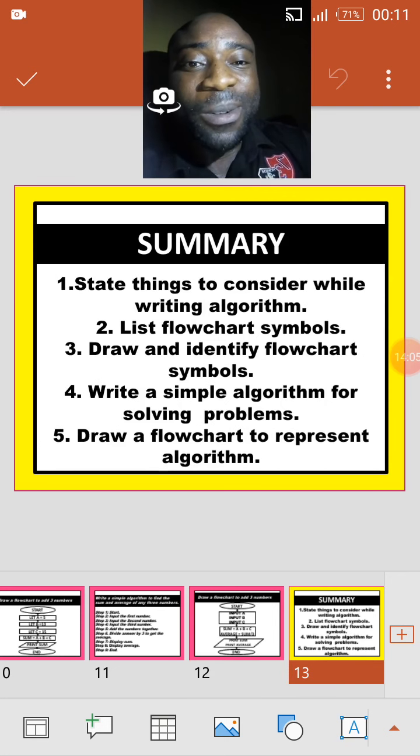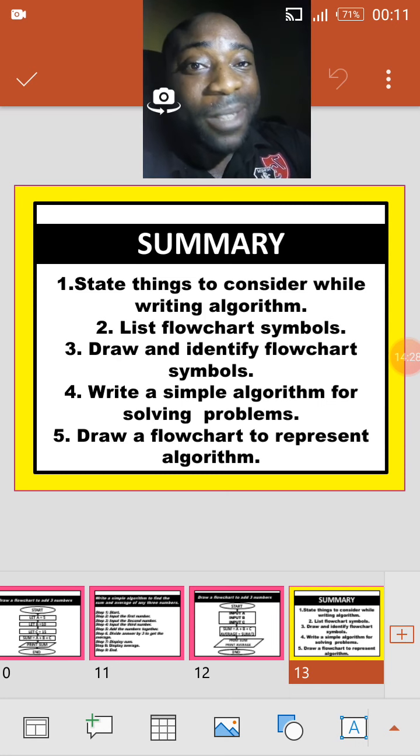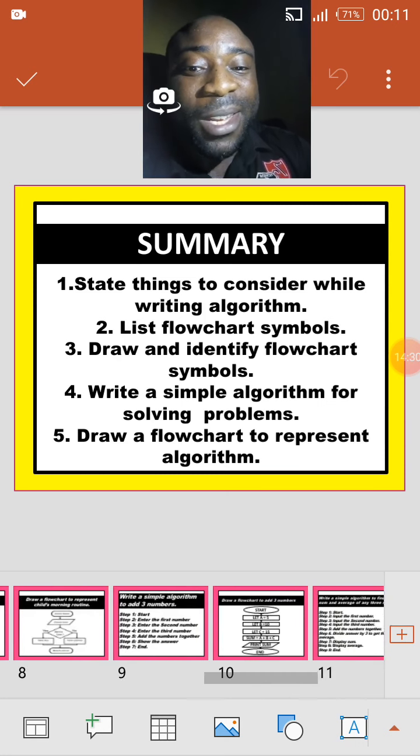Now let's quickly look at our learning objectives for today, the summary of our work. Alright, we see this is the list of our objectives. So we are going to take the summary now. So at the beginning of our lesson today, we stated things to consider while writing an algorithm. So I would like to preview that for you again.